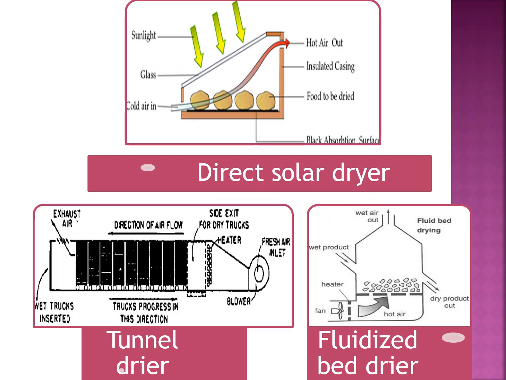As you can see here, this is the direct solar dryer in which the food product is kept and the sunlight is being used for the drying procedure. The next is the tunnel dryer. Here the trucks are being progressed in one direction and the direction of the airflow is in the parallel direction. And the fluidized bed dryer.